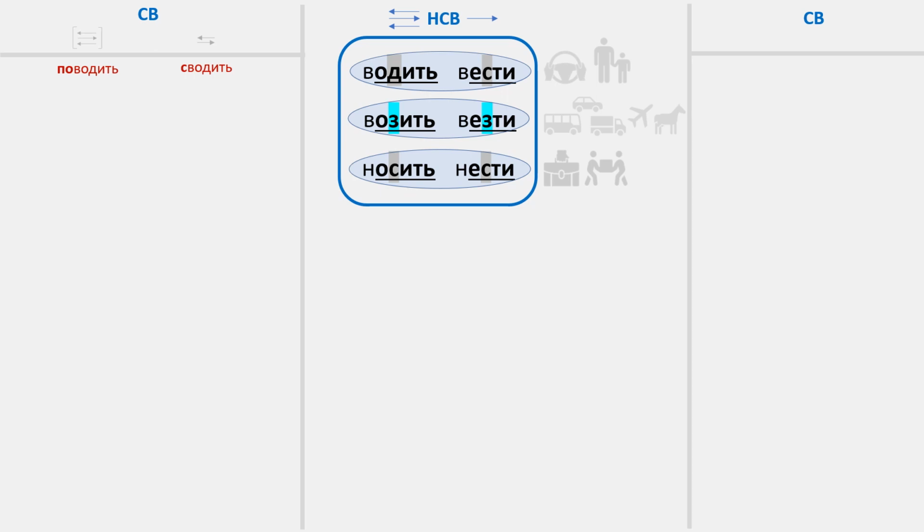Водить also means to drive a vehicle. In this sense, this verb has only one SV form. Поводить. He drove his car for a month, but then decided to take the bus. Он поводил свою машину месяц, но потом решил ездить на автобусе.